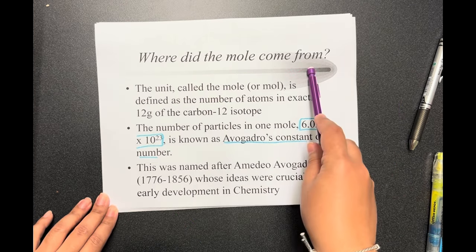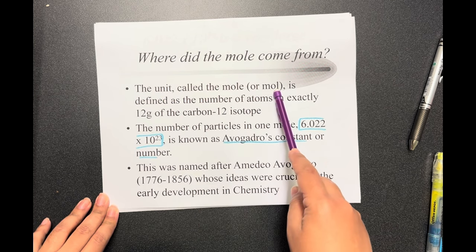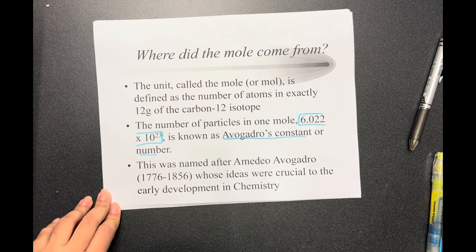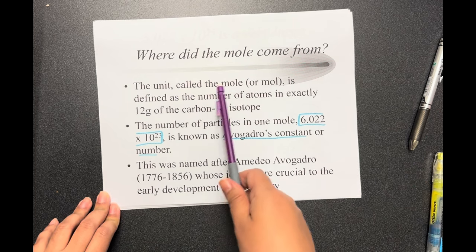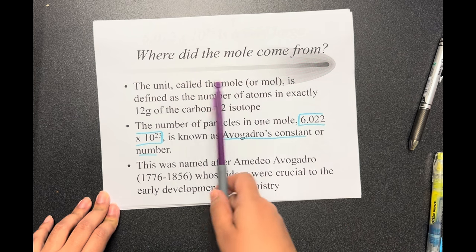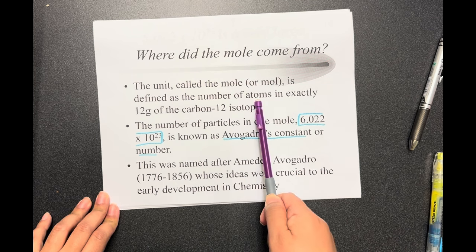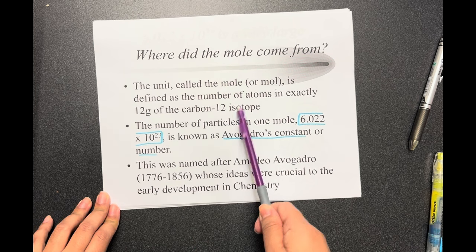Where did the mole come from? This unit is called the mole, or mol for short, just like instead of writing seconds, we write s, and instead of writing meters, we write m. Instead of writing moles after a number, you could just write mol. This number is defined as the number of atoms in exactly 12 grams of carbon-12 isotope.